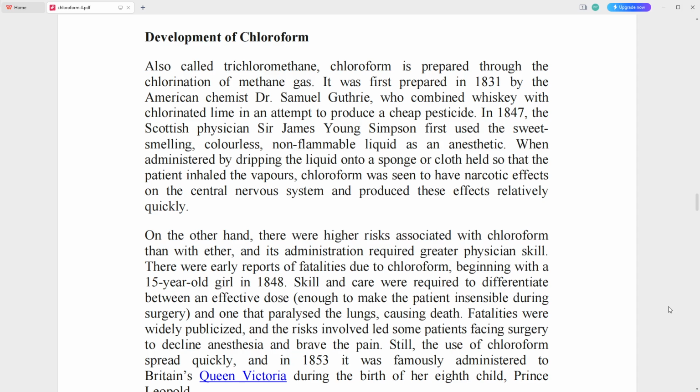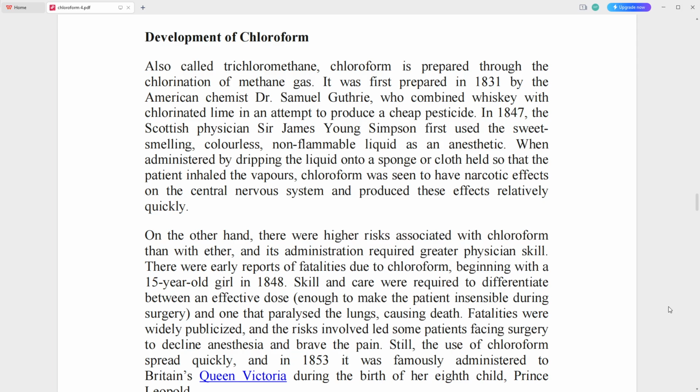In 1847, the Scottish physician Sir James Young Simpson first used the sweet-smelling, colorless, non-flammable liquid as an anesthetic. When administered by dripping the liquid onto a sponge or cloth held so that the patient inhaled the vapors, chloroform was seen to have depressant effects on the central nervous system and produced these effects relatively quickly.